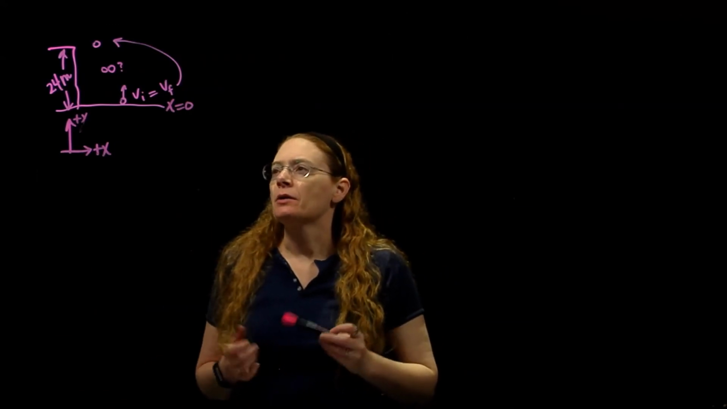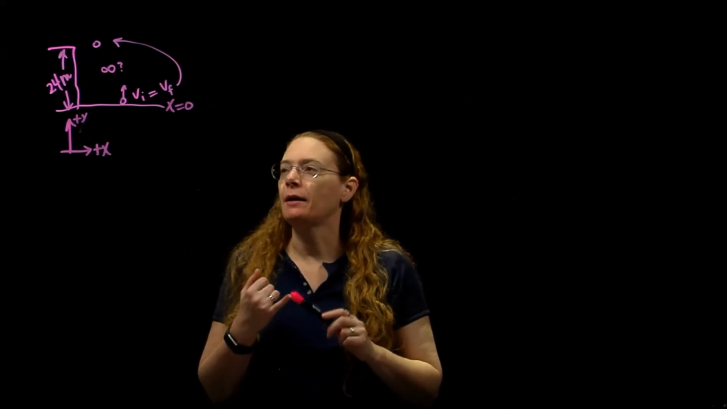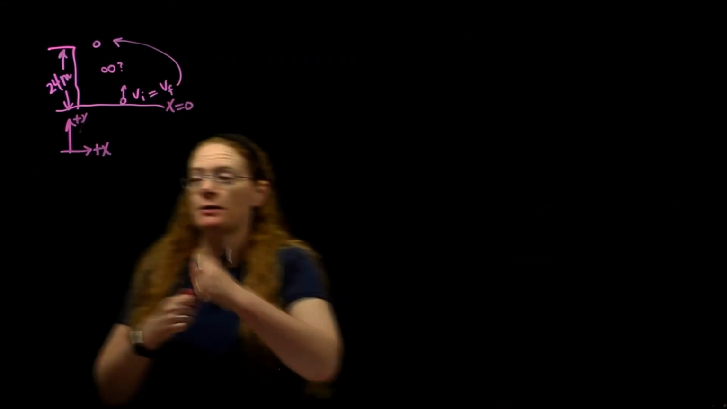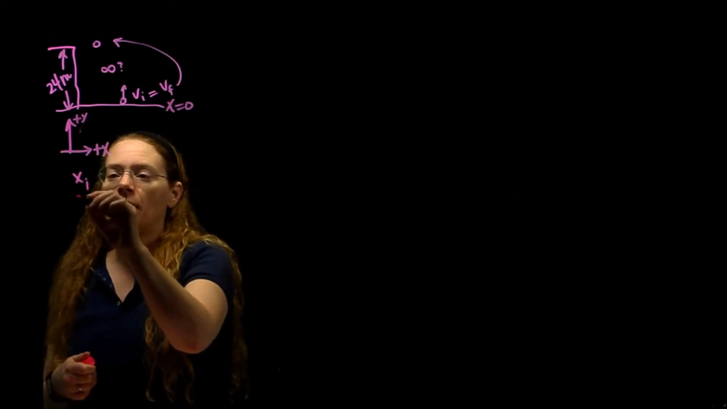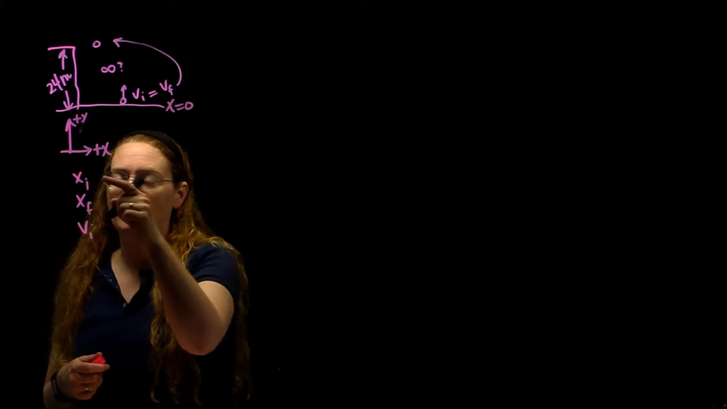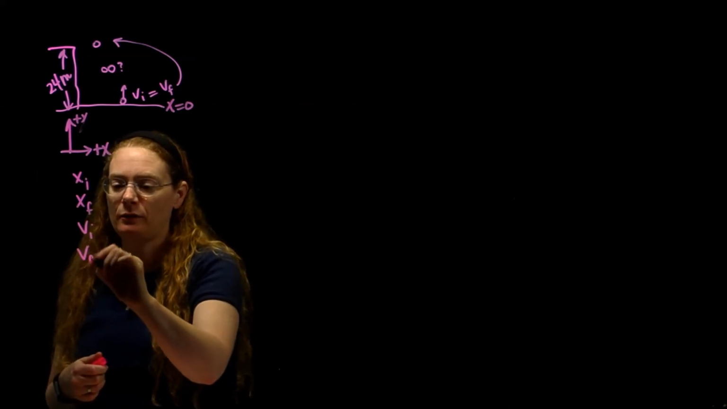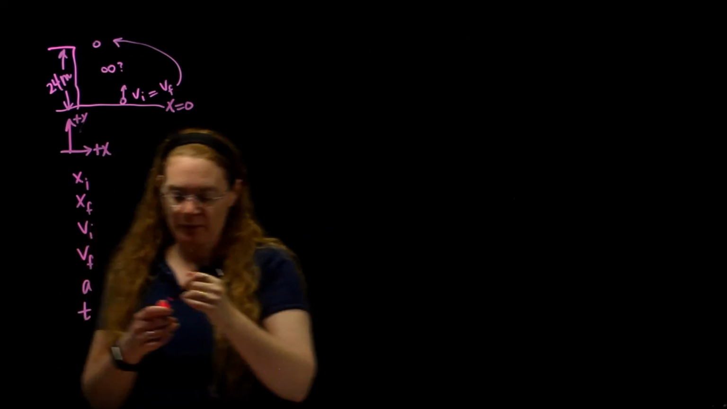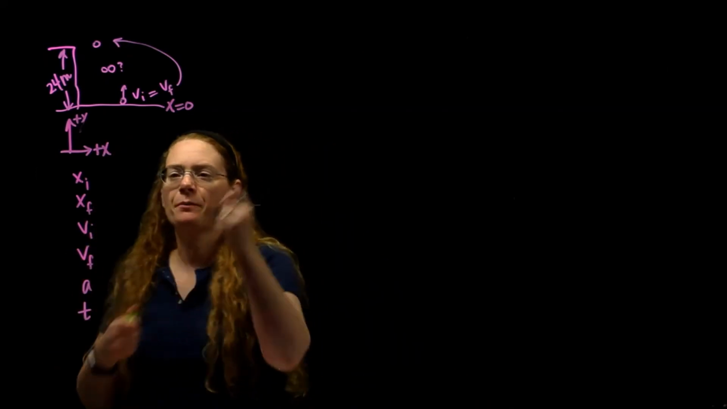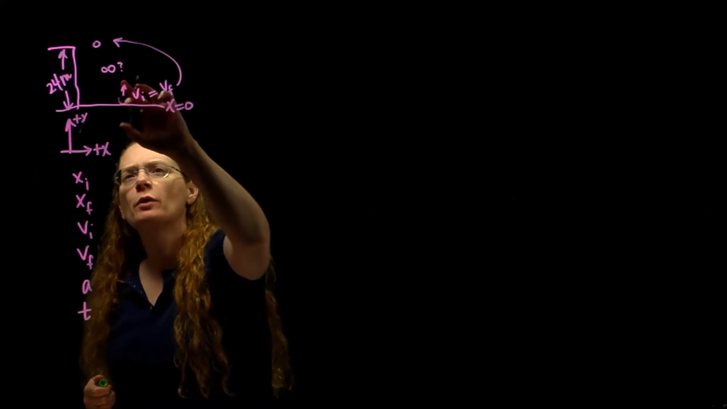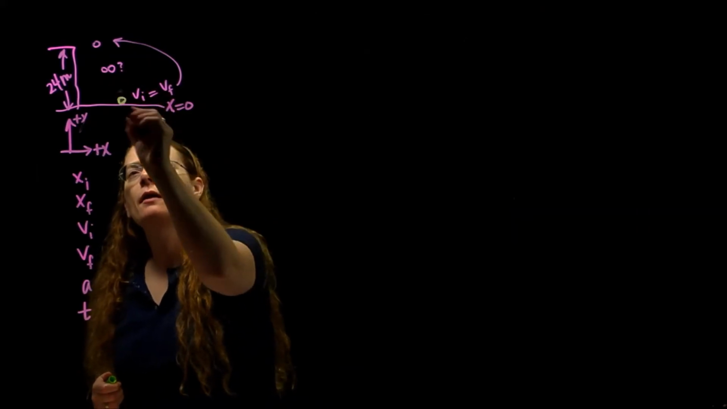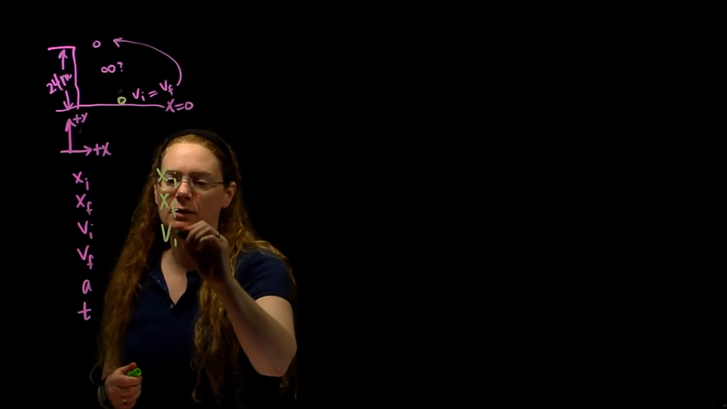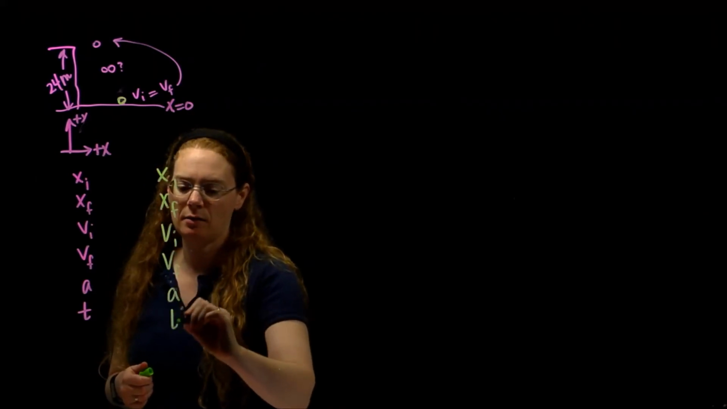Okay, so there's my first step. I've got my picture, I've got my origin, I've got my axes. Now I need to do my knowns and my unknowns. So this is our chart of the 6 variables: x initial, x final, v initial, v final, a, and t. But I've got two objects, so I have to do it twice. I think I'll do it in a different color. So for object 2, I'm going to make this one green. There. So object 2, we've got the same 6 variables: x initial, x final, v initial, v final, a, and t.